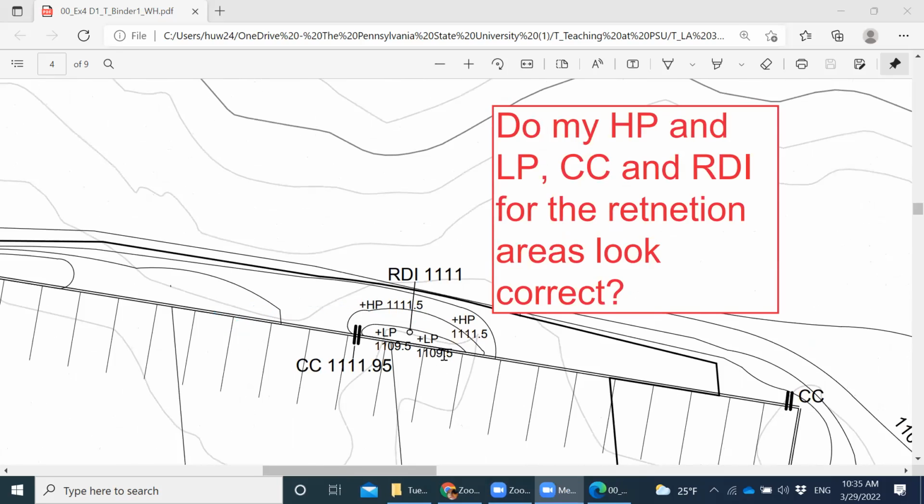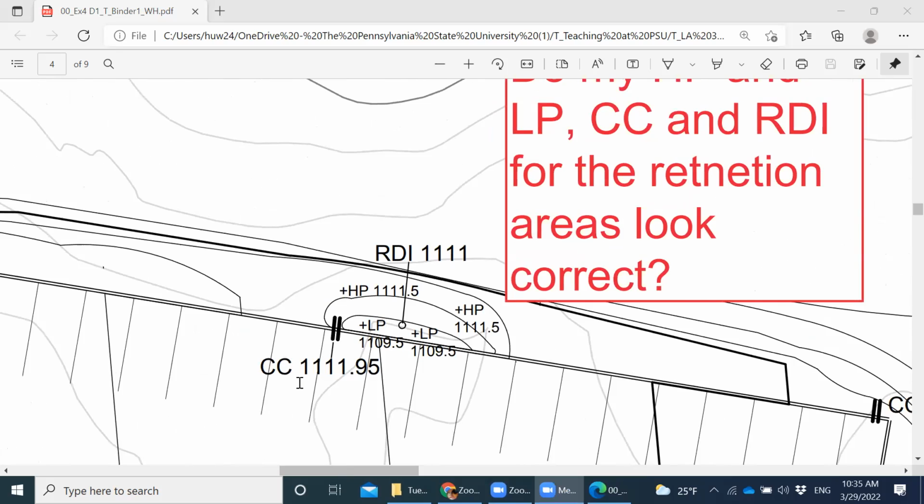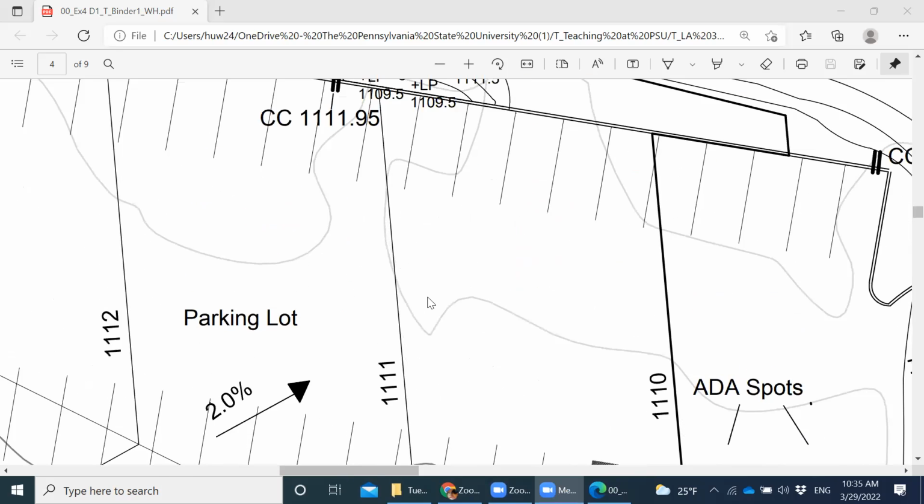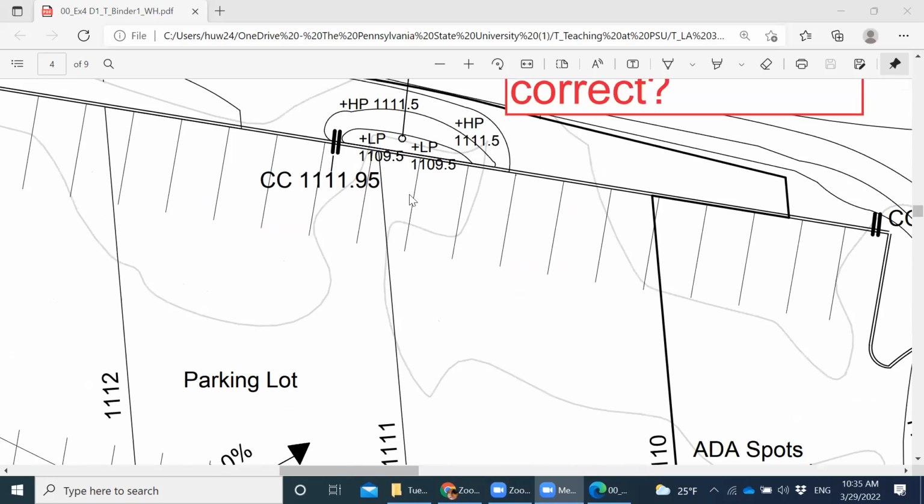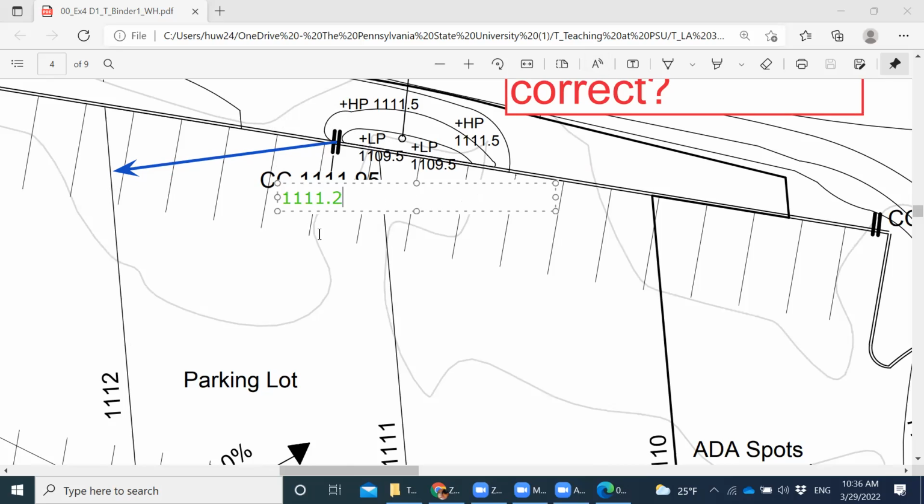And if we look closer into these areas, so you have a curb cut at 1111.95. I think the calculation is off. Again, the calculation is to be based on the distance. Okay, so the curb cut is at the BC level, bottom of the curb level. So this is close to 1111.2. Yeah, I don't know what I was thinking there. I totally messed that up. Yeah, this is 1111.2.